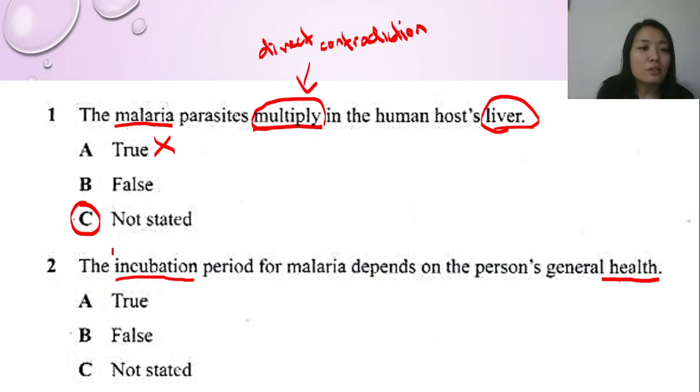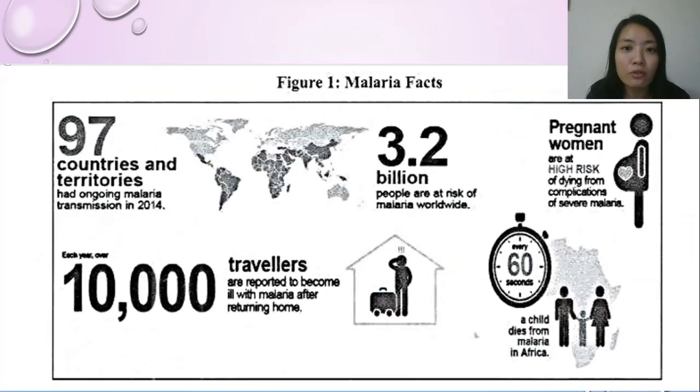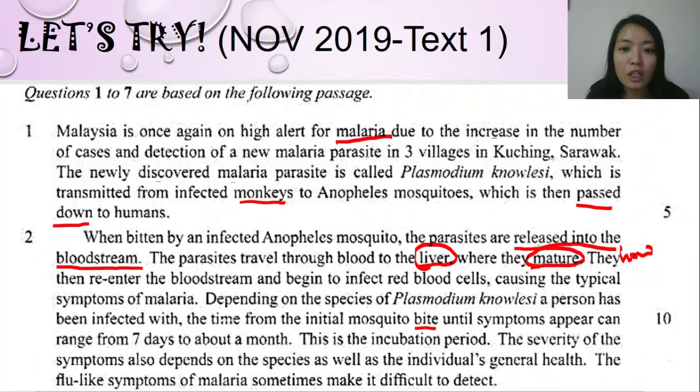Now let's look at number 2. Says here, the incubation period. So this is the keyword, incubation period for malaria depends on the person's general health. So the incubation period depends on this person's health. Now let's look for the keyword, something to do with incubation and health. So okay, this was the answer that you got for question 1. So you put number 1 over here.